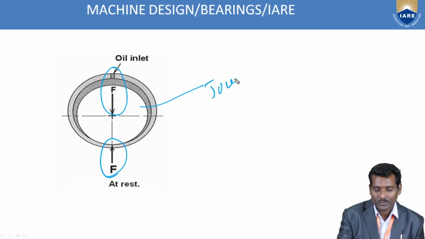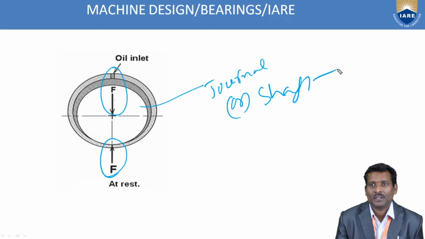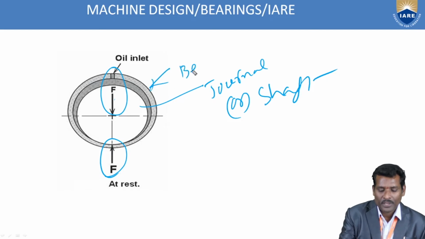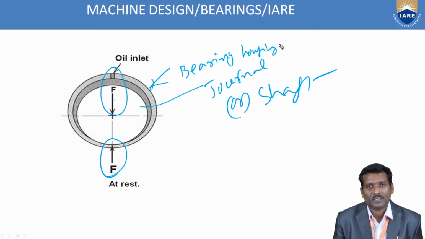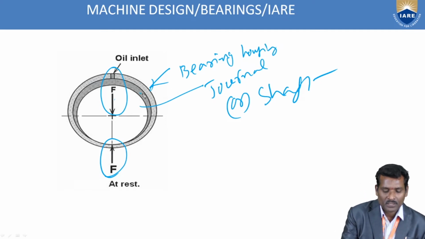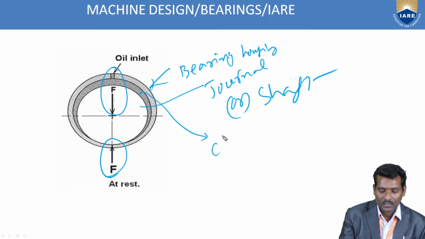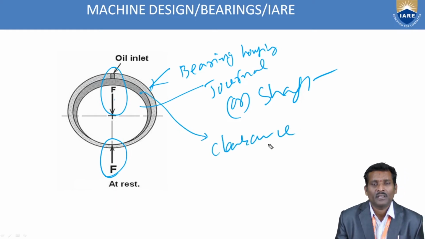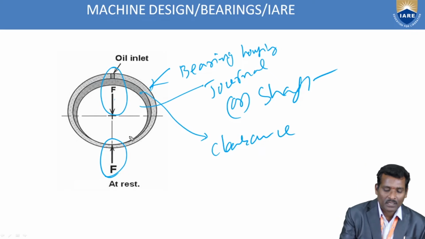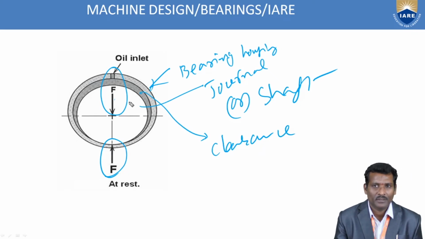In this rest condition, this portion is what we called the journal, or shaft. This is the bearing housing, the fixed element. This is the gap, the clearance between the moving element and the fixed element. This space is filled with oil.